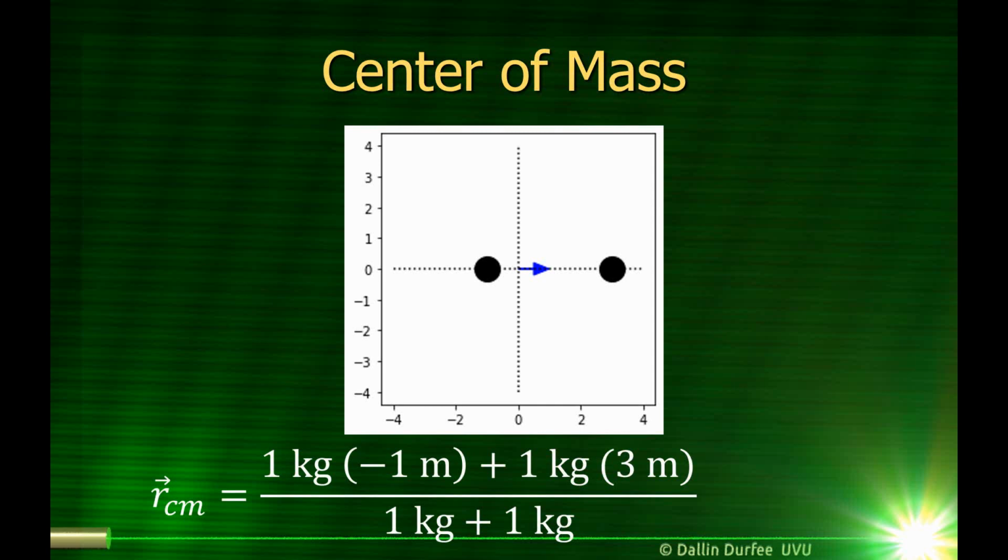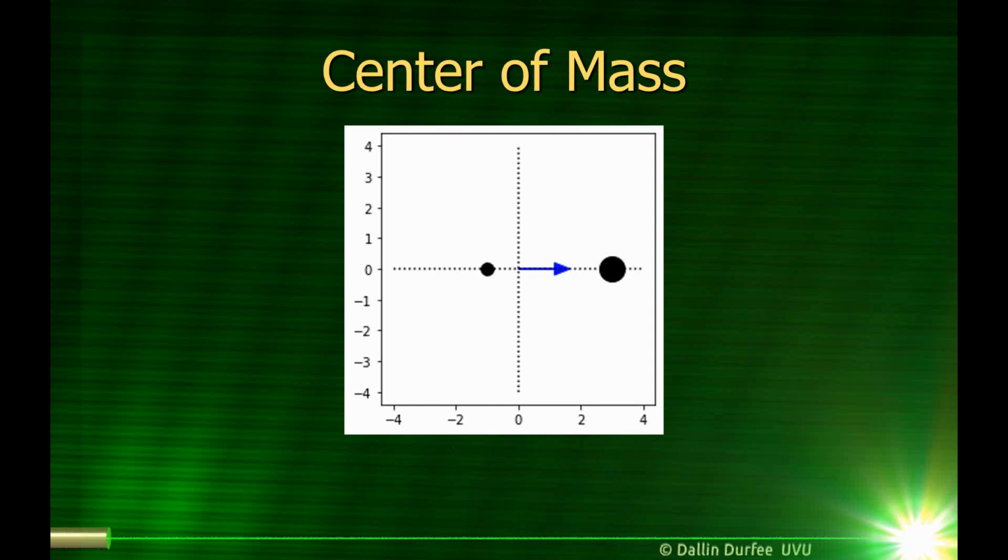And we can use our formula to calculate that. So the center of mass is just the mass of object 1, 1 kilogram, times its position, -1, plus the mass of object 2, 1 kilogram, times its position, 3 meters, divided by the sum of the masses, 1 kilogram plus 1 kilogram. Plugging that in, we find that the center of mass is 1 meter, which is exactly halfway between -1 and 3 meters.